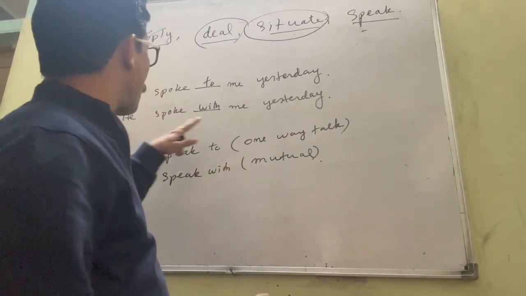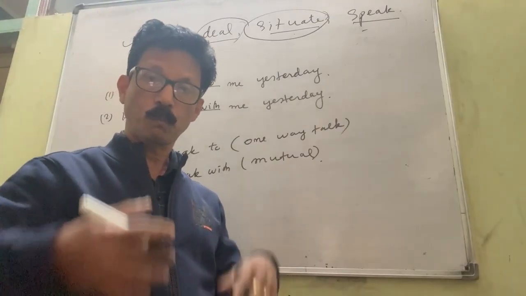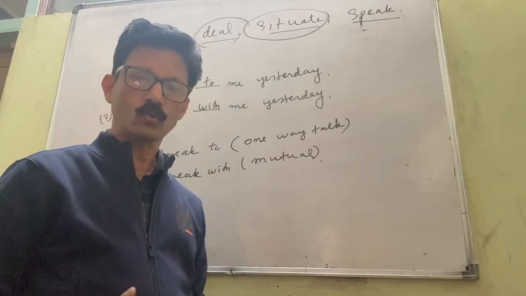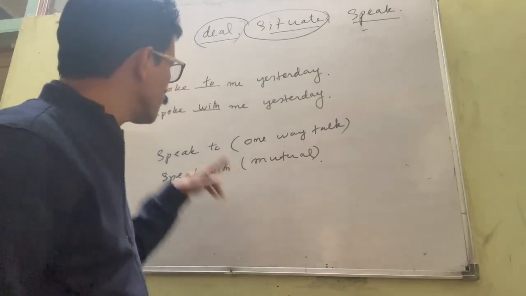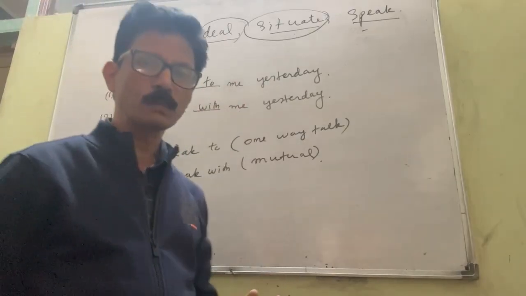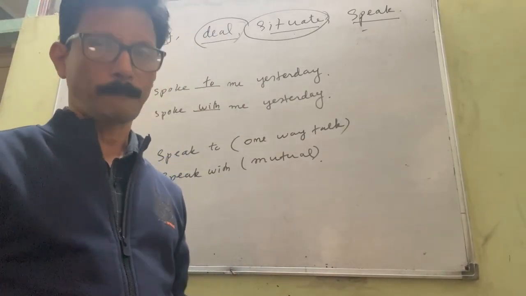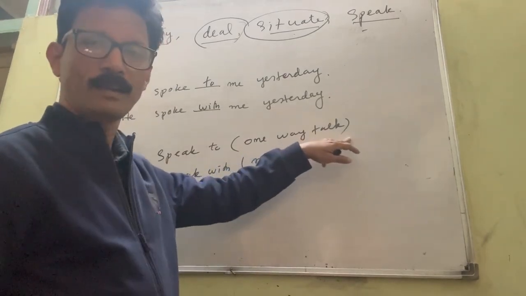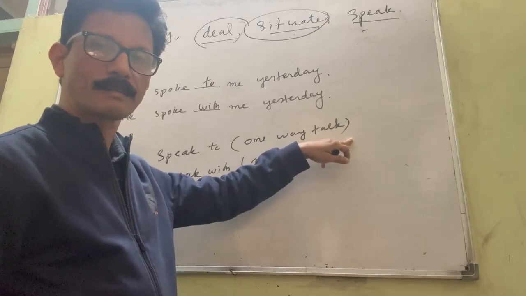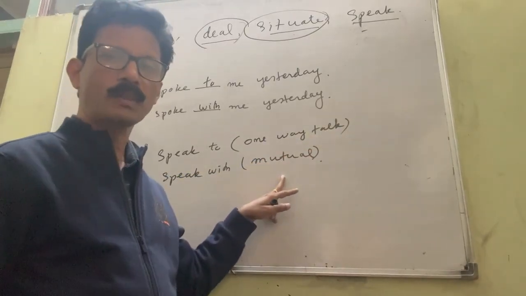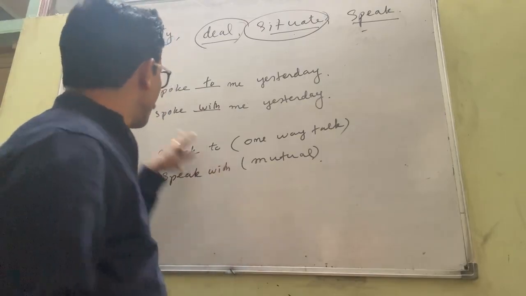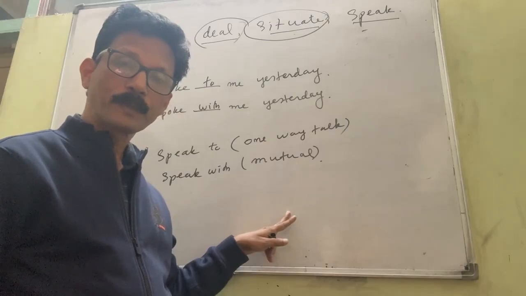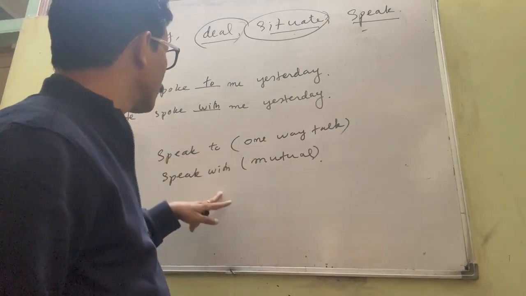So, he spoke with me yesterday means he spoke and it was a conversation. It was a mutual talk. He spoke something and I also spoke something. And that is why it is spoke with, and this is speak to. That's the difference between speak to me and speak with me. Hope you have understood the meaning. So, when you say speak to, this is one way. Only one person is talking and the other is the listener. Number two, speak with means both are speakers. So he spoke and I also spoke. It was a kind of discussion. That is why the difference is there.